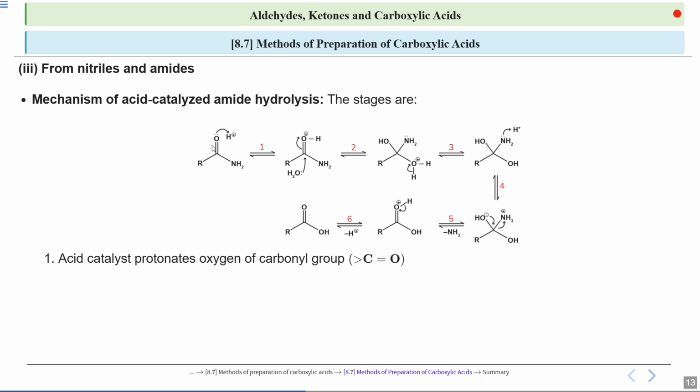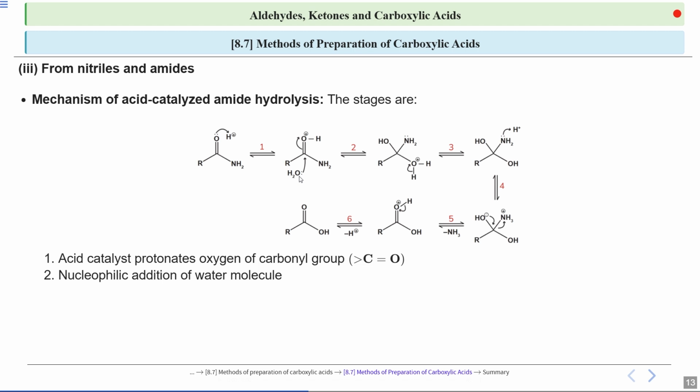Now what if it gets protonated? How is this helping the reaction? Protonation makes the carbonyl carbon more electrophilic. If it is more electrophilic, it is more likely to attract nucleophiles. So the first step involves the protonation of the oxygen atom, which is facilitated by an acid catalyst. In the next step, we have the nucleophilic addition of the water molecule. The water molecule, acting as a nucleophile, attacks the electrophilic carbon atom of the carbonyl group.